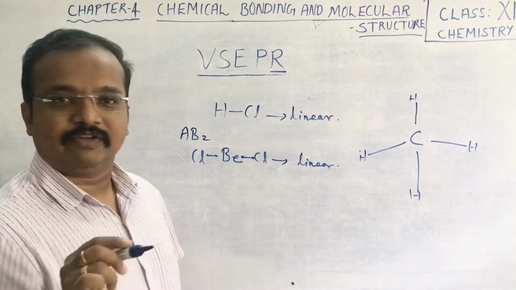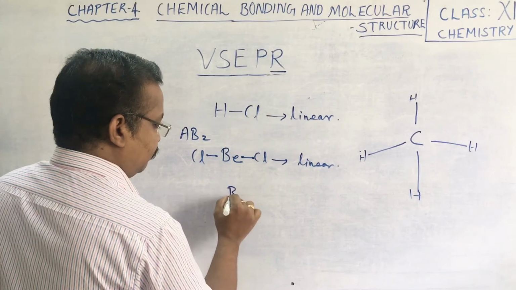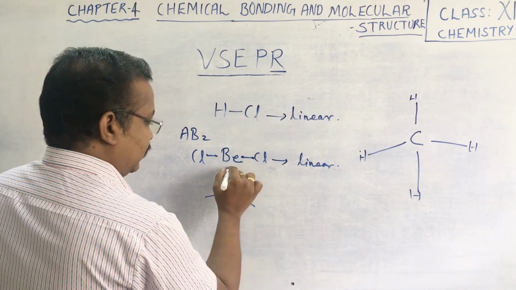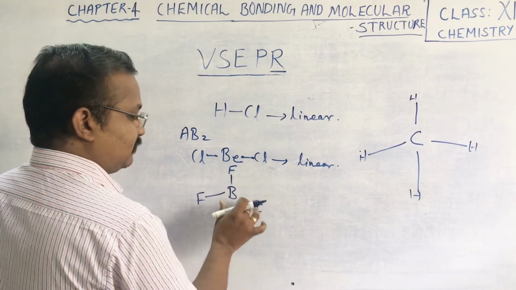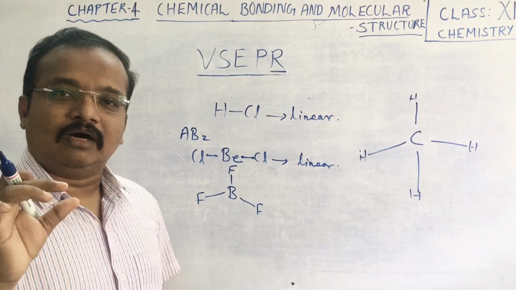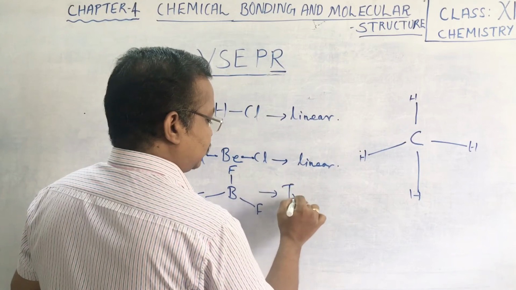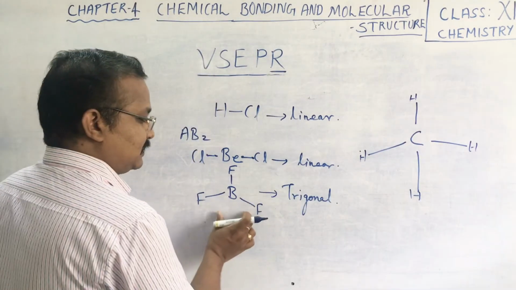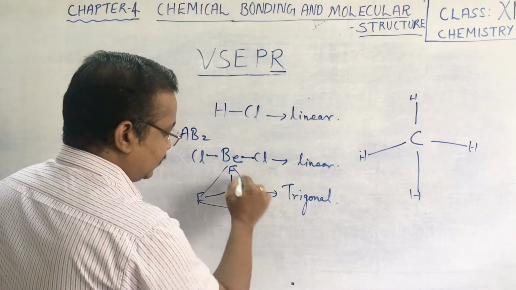And now in case of boron trifluoride, that is boron around which 3 fluorine atoms are placed at the maximum distance, and boron does not have any lone pairs present in it, then this will form a trigonal structure. This is the trigonal structure, meaning it will form a triangle-like structure.